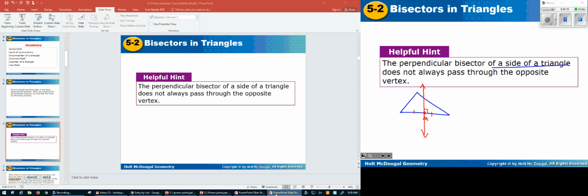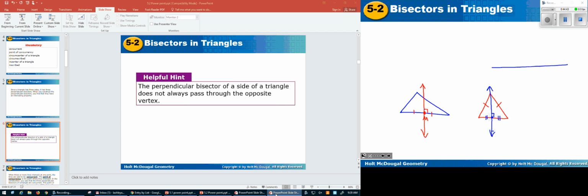So for example, if I had an isosceles triangle, where this side's congruent to this side, and I found the perpendicular bisector of the base, it will end up going through the vertex because it's isosceles. But that is not always the case. So I want to make sure you're clear that a perpendicular bisector does not have to go through the vertex. It has to be perpendicular and it has to bisect the side. Okay? Can go through the vertex, does not have to.